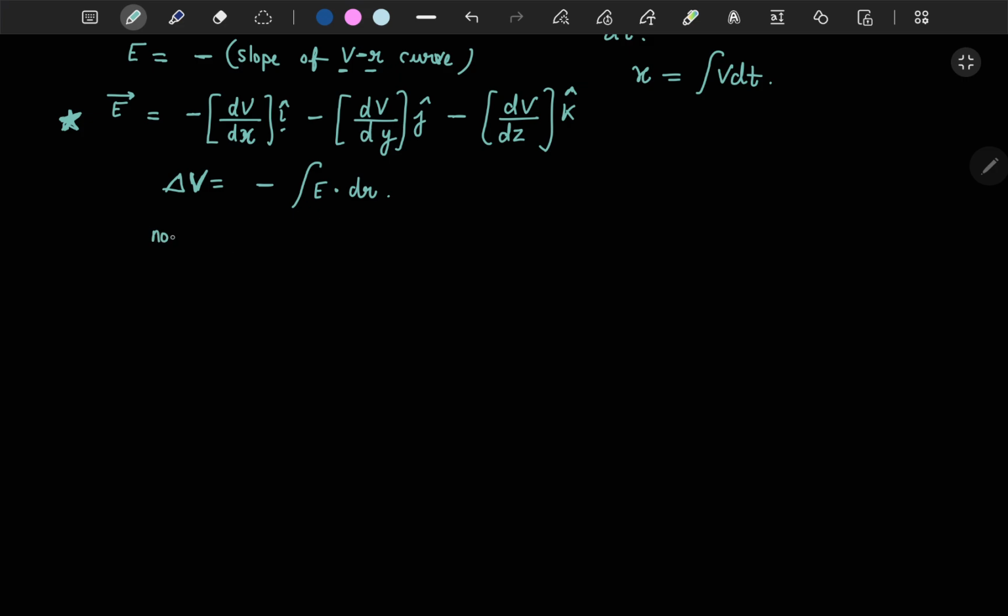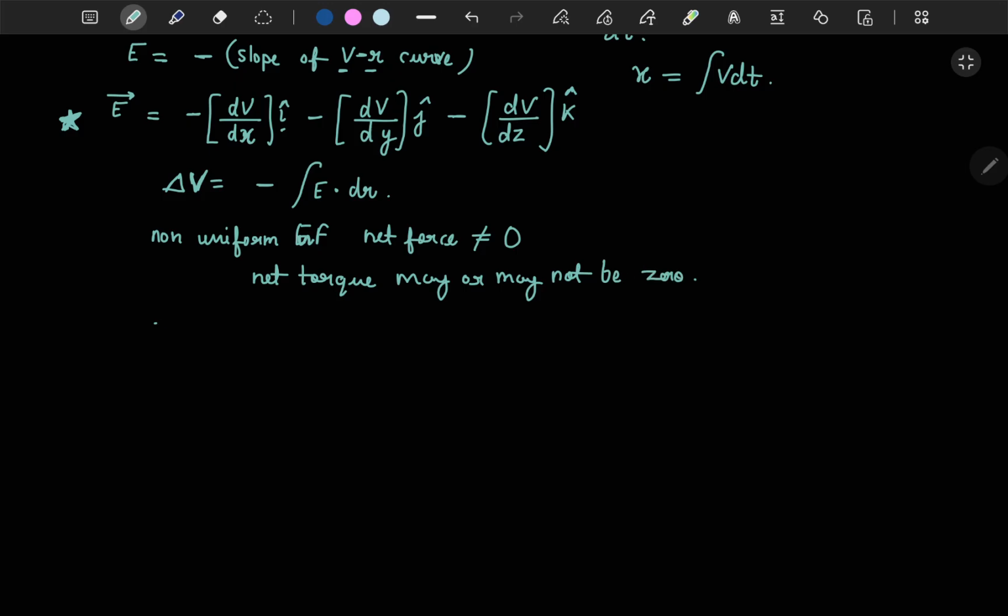In case of non-uniform electric field, we have talked about it in our previous lecture. In case of non-uniform electric field, the net force does not equal 0, whereas net torque may or may not be 0. This is a statement-based question that can be asked, and you have to remember this.